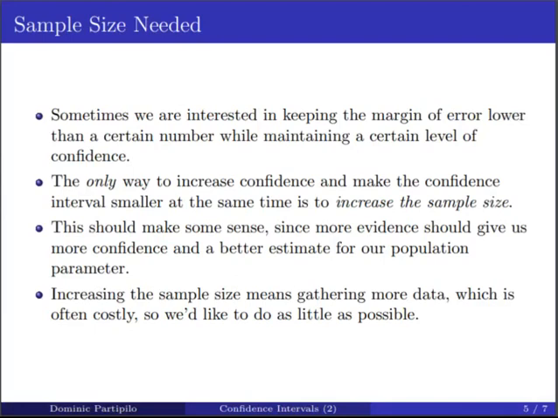And when we're getting more and more evidence, we could increase our confidence level, or we could make the interval narrower at the same level of confidence, or we could do both. We can increase our confidence level and make the interval smaller at the same time. So that gives us a better estimate for our population parameter. But the only problem is that increasing the sample size means gathering more data, which, as we talked about before, can be costly in the real world sometimes. So we'd like to avoid doing that as much as possible if we don't need to.